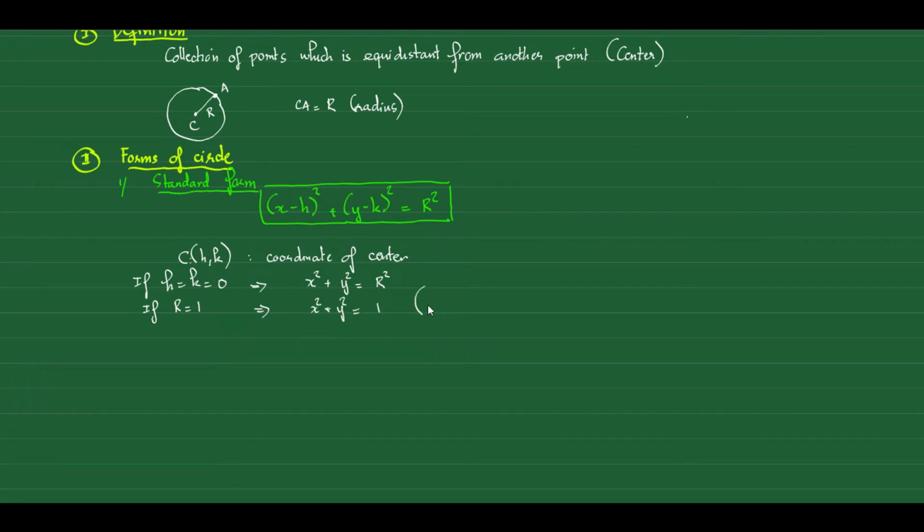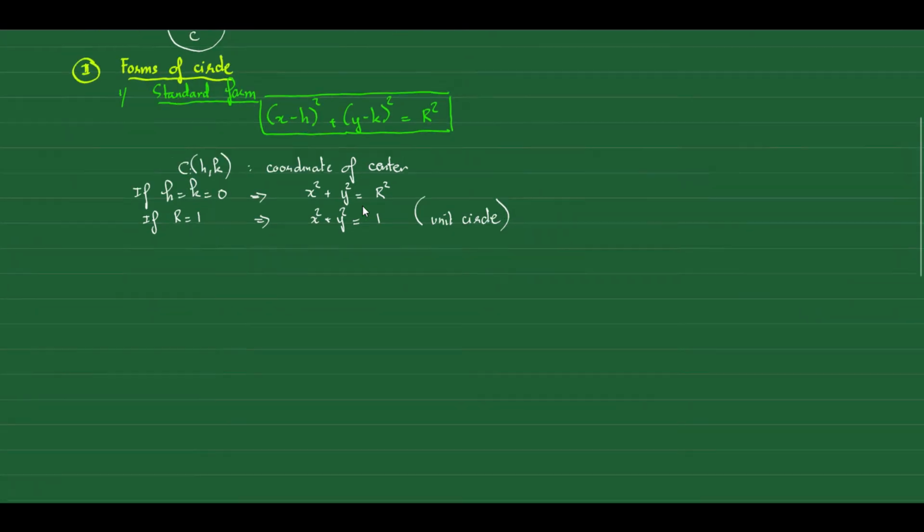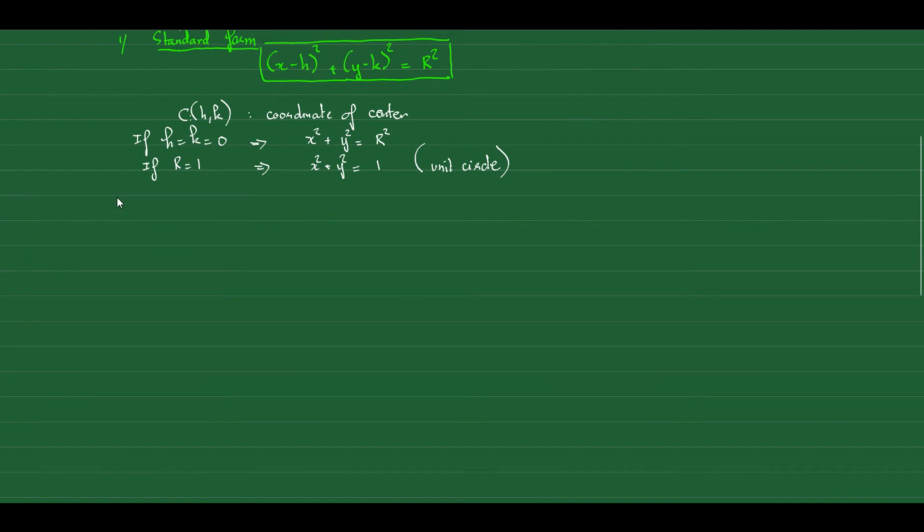And this one later on, after this class, in trigonometry, or maybe some of you have already taken trigonometry, you know that this is the unit circle. This is the unit circle, when the radius equals 1. Now let me give you an example.